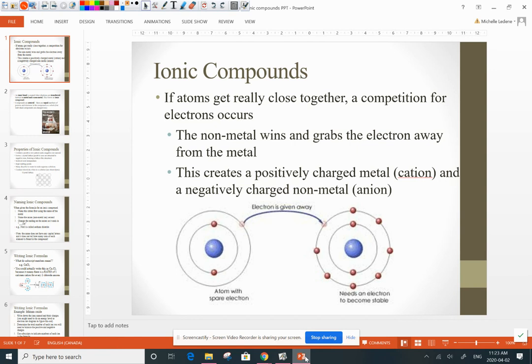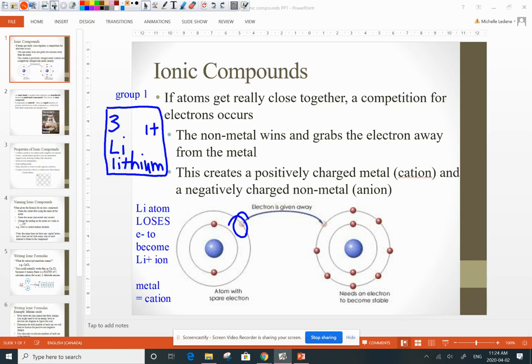So there's always a competition for electrons, and the nonmetal is going to win the competition. It's going to gain the electrons from the metal, and the metal gives up the electron to create a positively charged ion, what we call a cation. And the non-metal, of course, gains that electron and it forms an anion, a negatively charged ion.